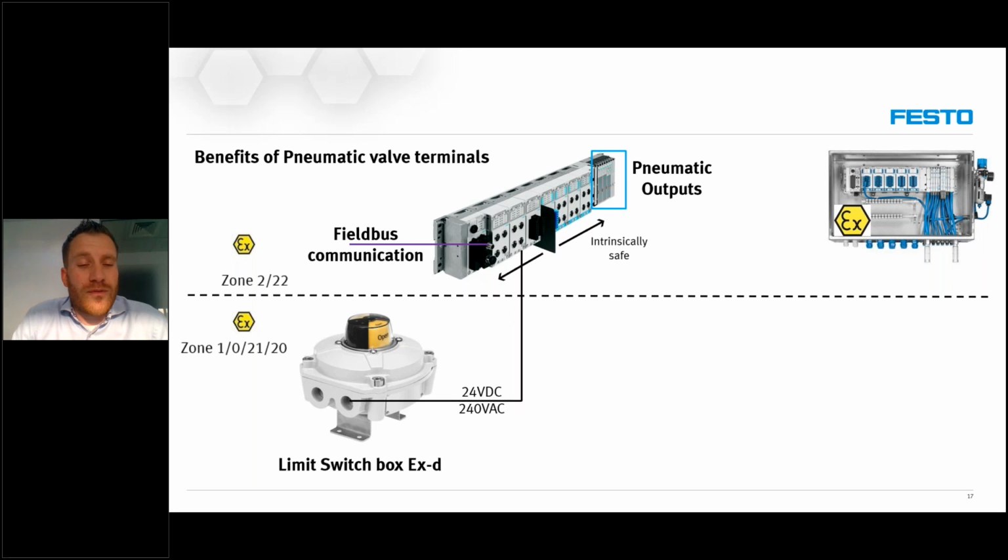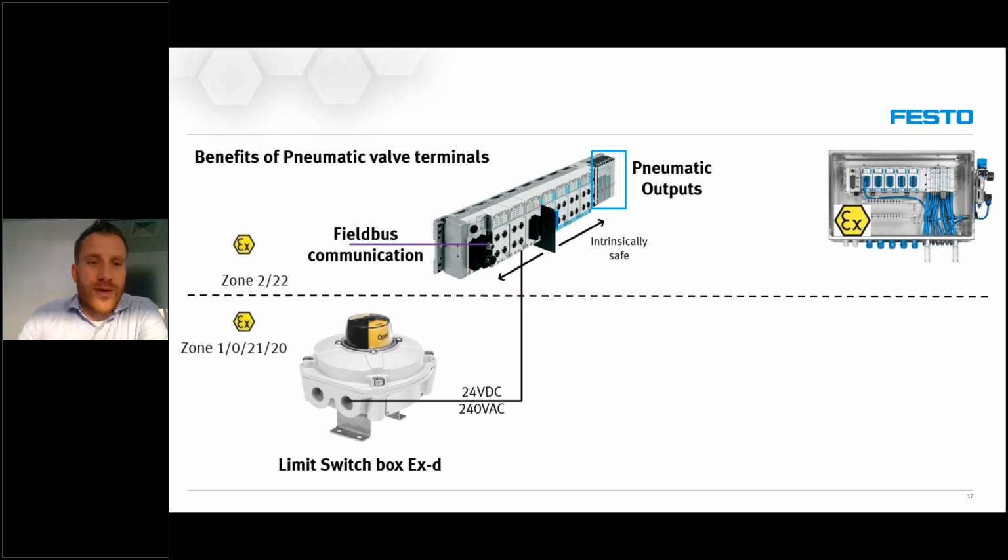Important to see, typically EXD sensor boxes are used in zone 1 or zone 0, and of course zone 21 or 20 for dust applications. With our Festo valve terminals, we are capable of applying this equipment in zone 2 or 22 for dust, and we have already made a step forward to get closer to a safe situation.